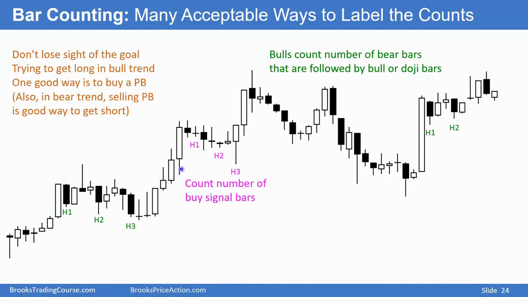You can also count the number of buy signal bars. Here's a buy signal bar, it triggered, a buy signal bar, it triggered, and then we broke to the downside. We have a third buy signal bar above this bar, right? This is the buy signal bar, the entry bar. You can also call this a high three bull flag.